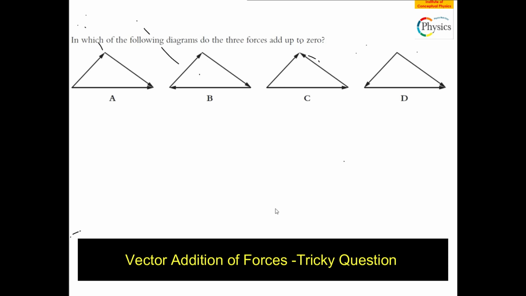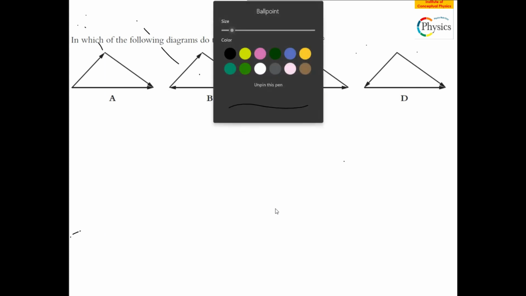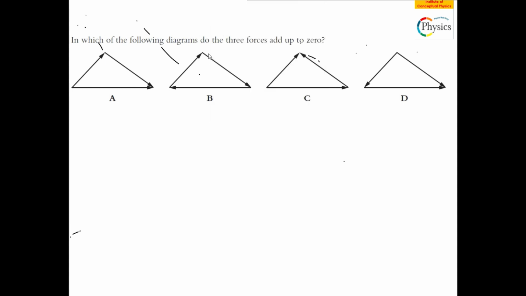All right, so welcome to this question on the topic of vectors. Tricky question. Let's see if we can solve this. The question says there are three forces, which diagram gives the resultant of three forces to be zero? Now, if you notice, these three forces are organized in the way of a triangle. And again, this is force addition, which means the concept is vector addition.